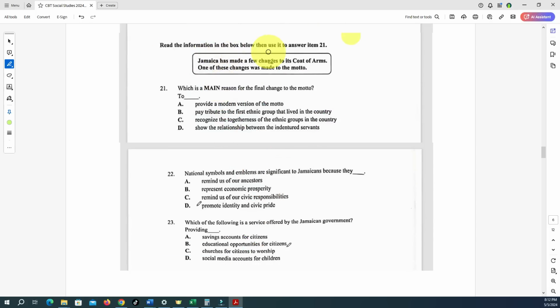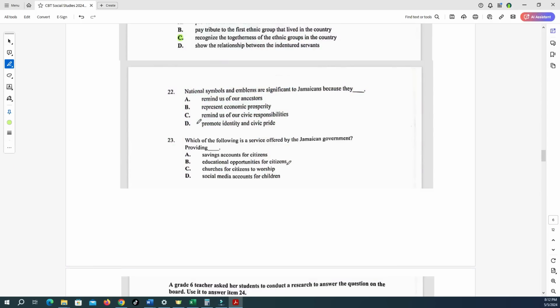Read the information in the box below, then use it to answer item 21. Jamaica has made a few changes to its coat of arms. One of these changes was made to the motto. I say that "Out of many one people" recognizes the togetherness of the ethnic groups in the country. I say it's C.